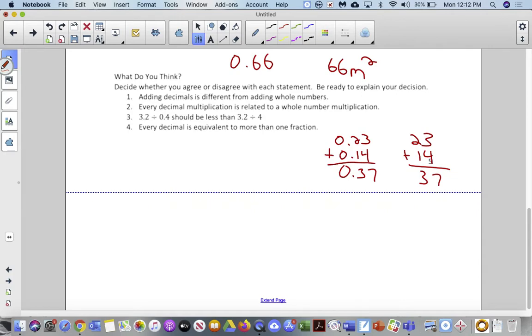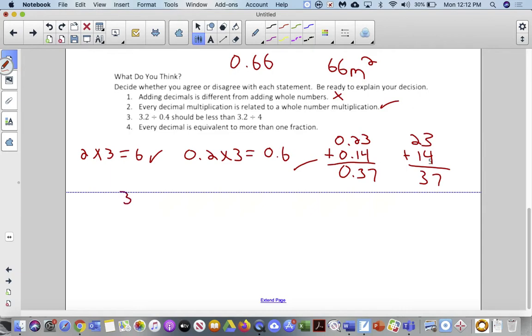So agree or disagree. Adding decimals is different than adding whole numbers. Wrong. Every decimal multiplication is related to a whole number multiplication. Well, if I go 2 times 3, I get 6. If I get 0.2 times 3, I would get 0.6. Related? Absolutely they are.